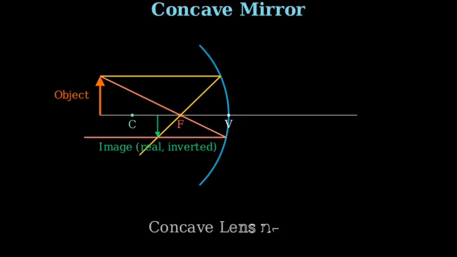Now that we have the concave mirror picture, let us do the concave lens. We will see that it spreads light out, creating a virtual image that appears on the same side as the object.